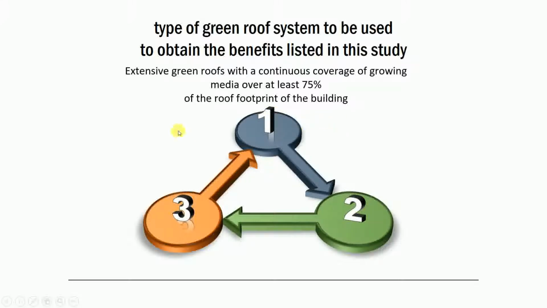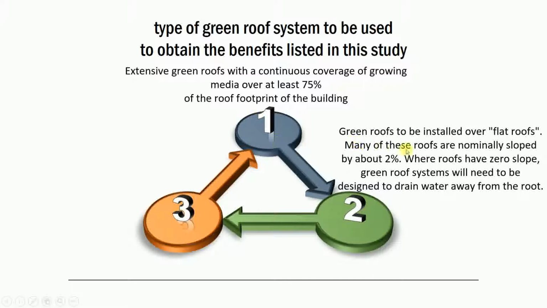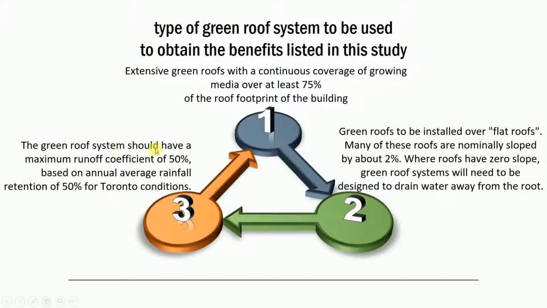So I describe them. Extensive green roofs with a continuous coverage of growing media over at least 75% of the roof footprint of the building. I mean, if the green roof covers at least 75%, then it will give a good benefit. And another: if your roof is flat, it will disturb draining water away from the roof. So they suggest that a 2% slope will be beneficial. I mean, the green roof blanket will not hold the water. And another thing they say here, the green roof system should have a maximum runoff coefficient of 50%, based on annual rainfall retention of 50% for Toronto conditions.